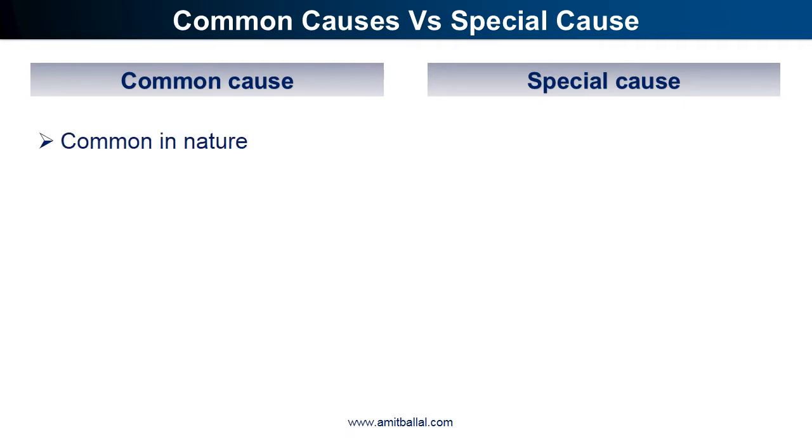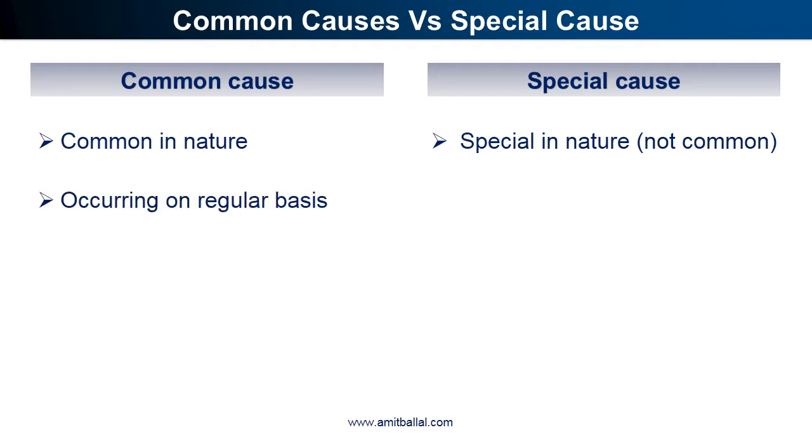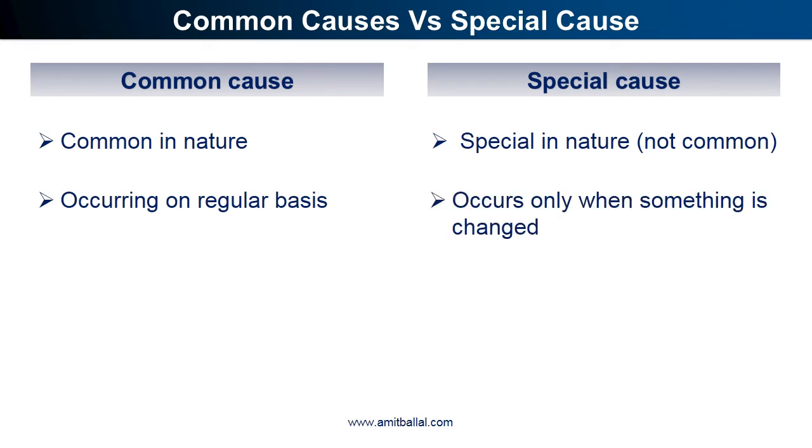Common causes are common in nature, whereas special causes are special in nature. That is not common. Common causes occur on regular basis, hence called common. On the other hand, special causes occur only when something is changed.